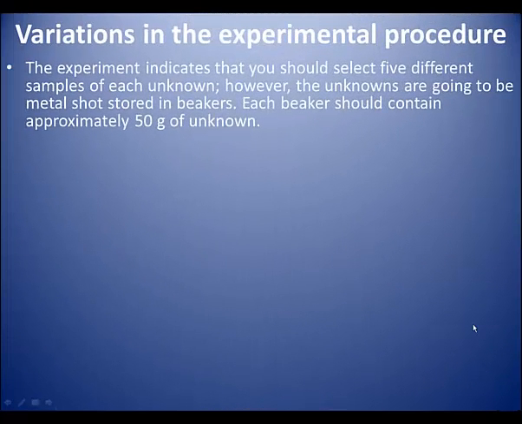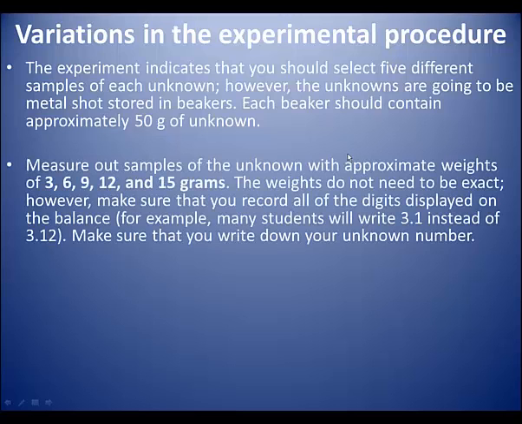The experiment indicates that you should select 5 different samples of each unknown. However, the unknowns are going to be metal shots stored in beakers. Each beaker should contain approximately 50 grams of unknown. So to be clear, you'll have one unknown from which you will extract 5 different samples of different masses.